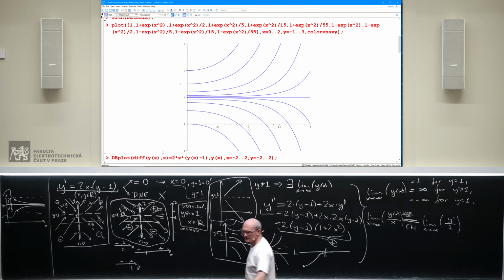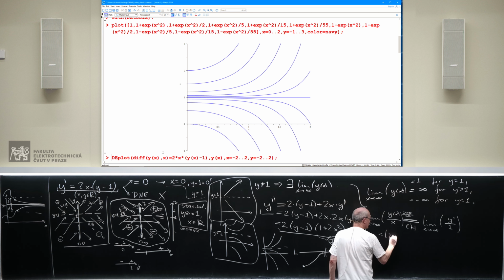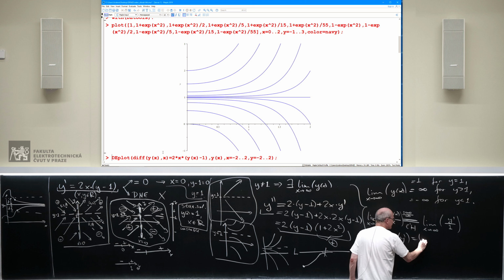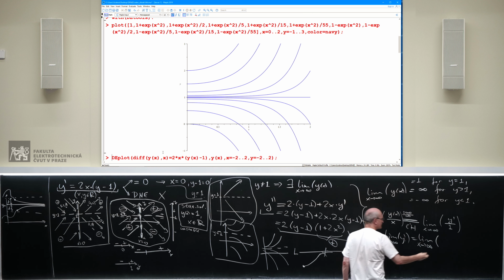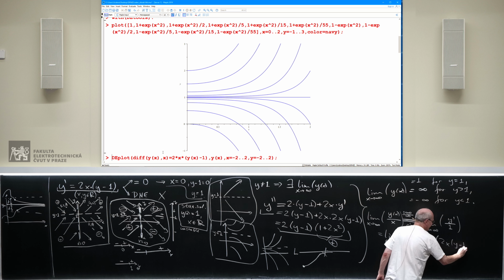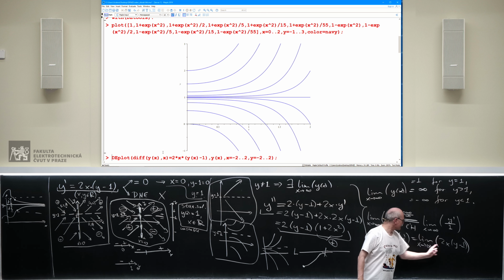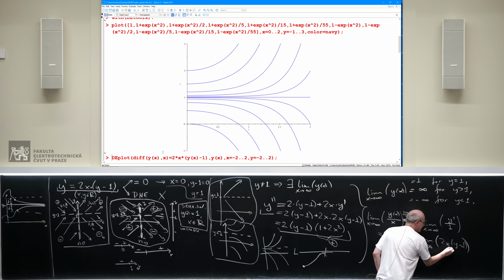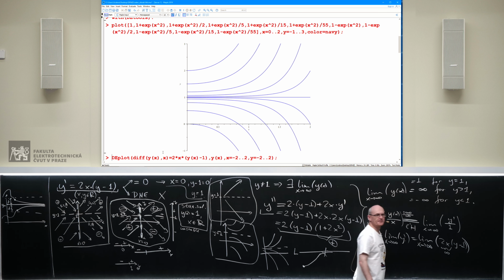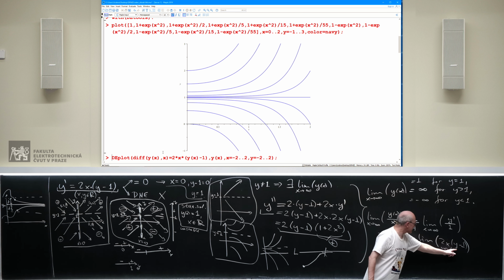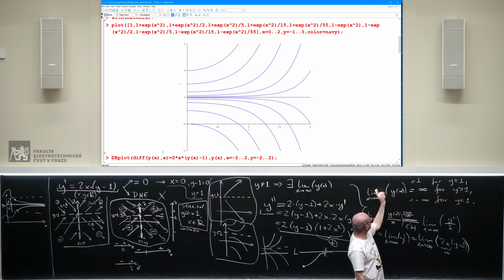So I am actually looking at the limit of y prime, x going to infinity, which is the limit x going to infinity of, and I substitute from the differential equation. Here we go again. And then I look at this expression. When x goes to infinity, then this part is obviously infinity. And the y minus 1 part can be handled from here because I have information.